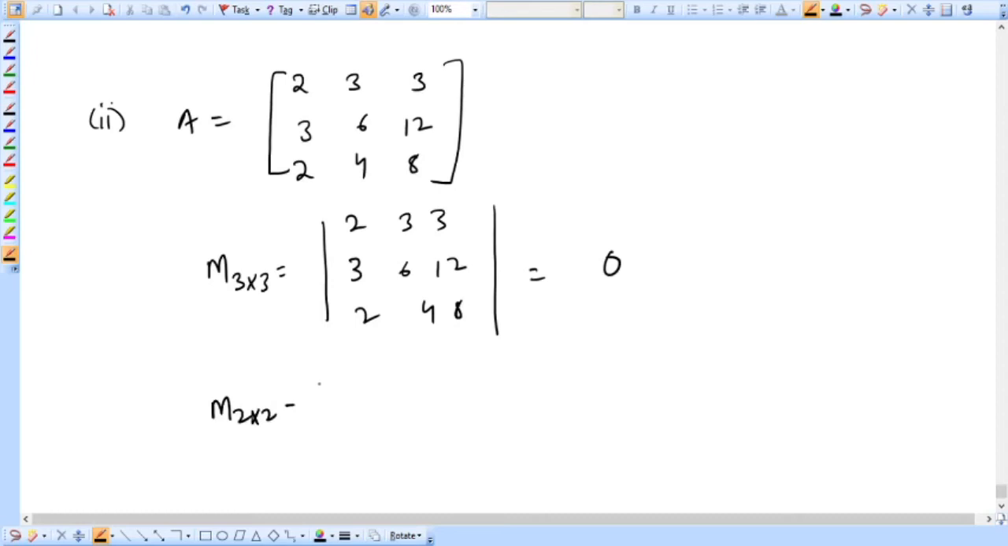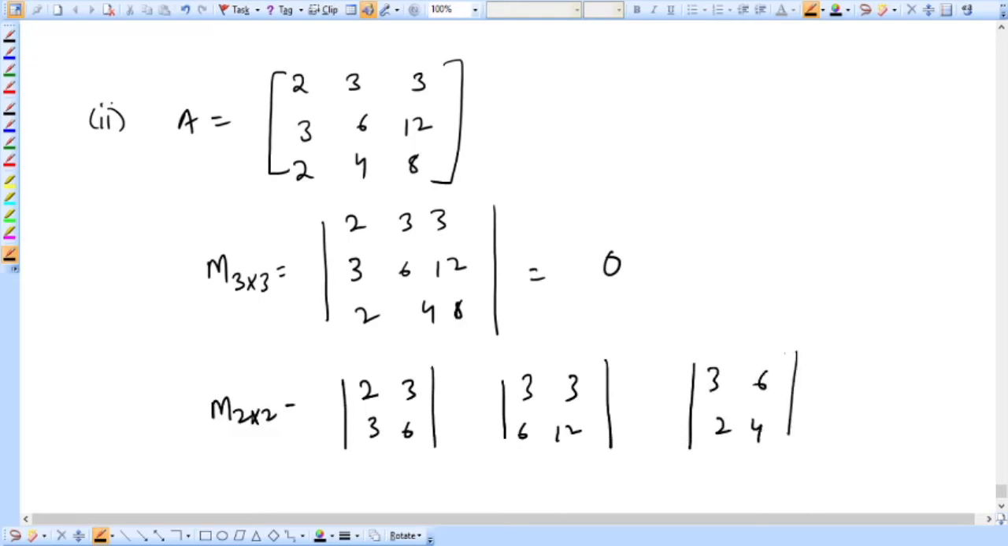Okay, there are many minors of order 2 by 2, like you see 2 3 6 3, 2 3 3, and 3 3 6 12, and 3 6 2 4, and so on. See, this is equal to 12 minus 9, which is equal to 3. So this minor is not vanishing, right? So 2 is the rank.